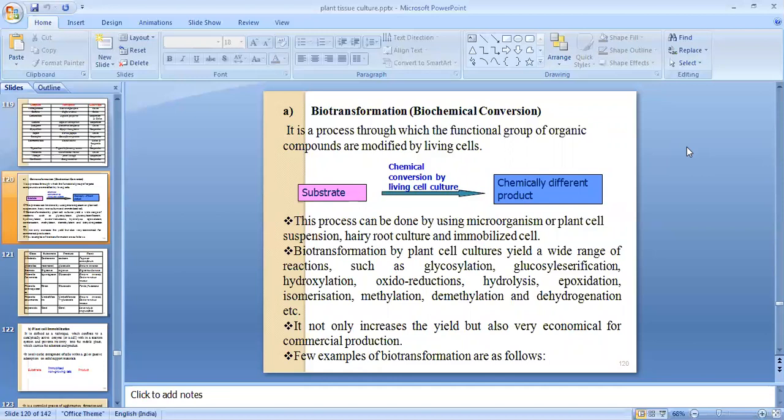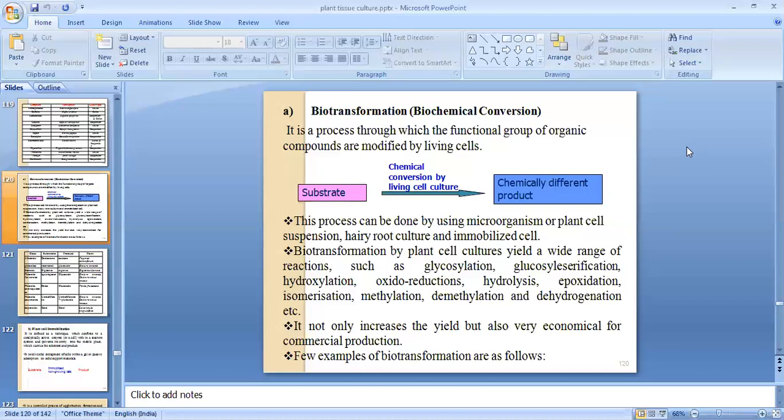What do you mean by biotransformation? It is a process in which the functional groups of organic compounds are modified by living cells. So this biotransformation may be of single step or may be of double step. The precursor you are using is otherwise called your substrate. And then you will be adding some substance, that is a chemical, which converts the substrate into the product through a living cell.